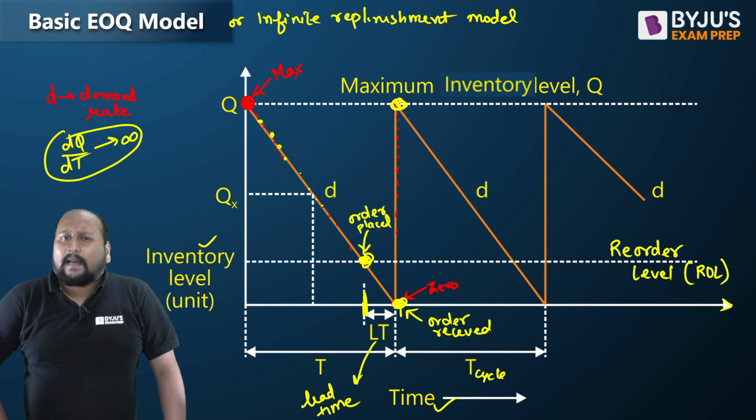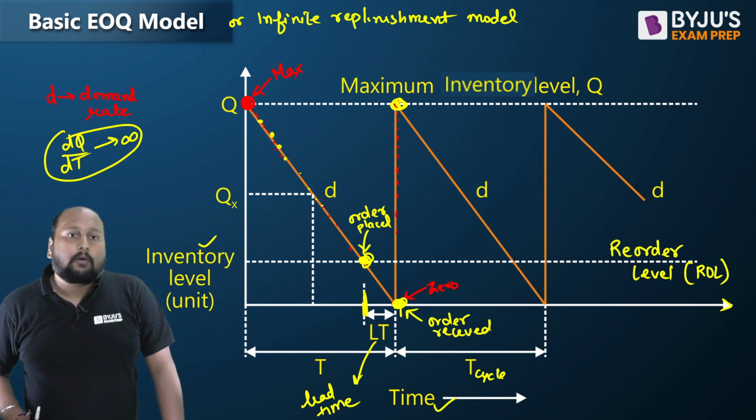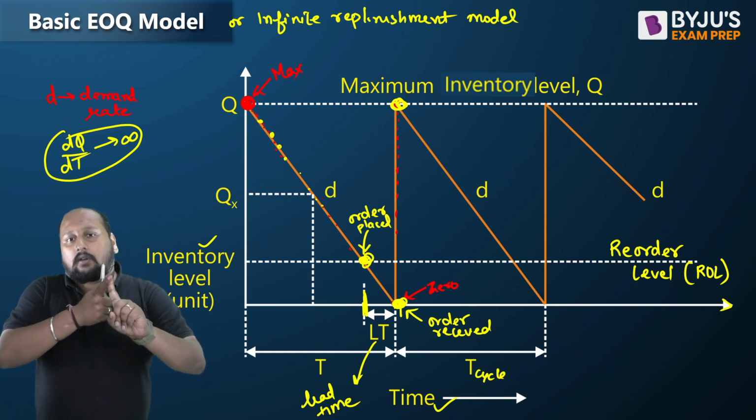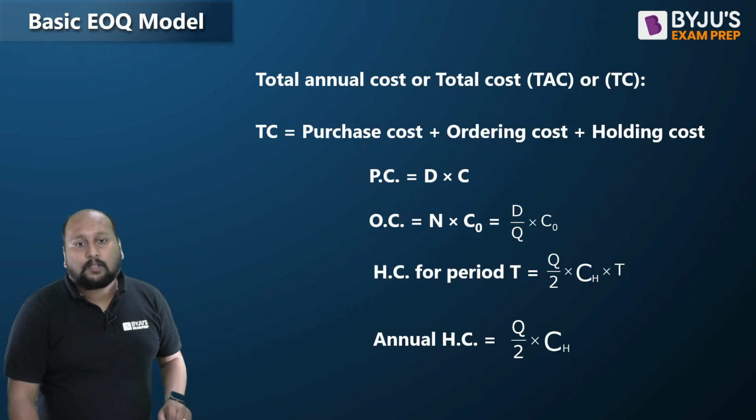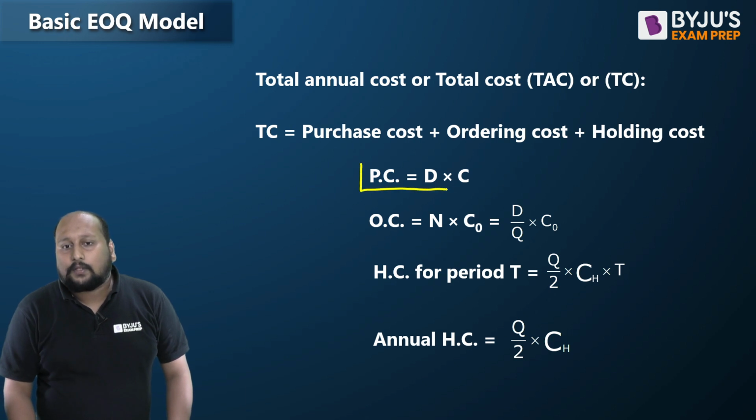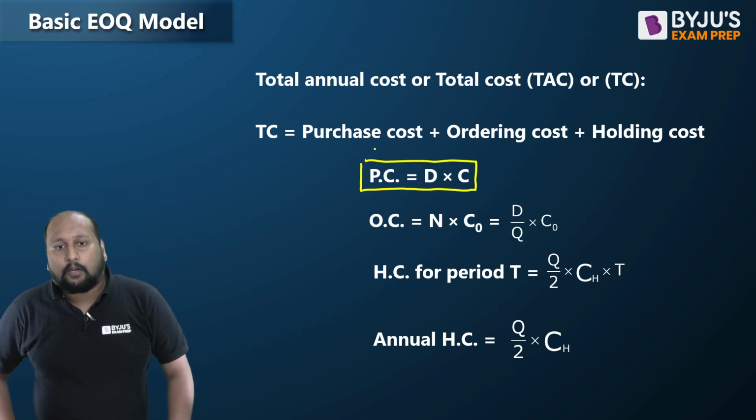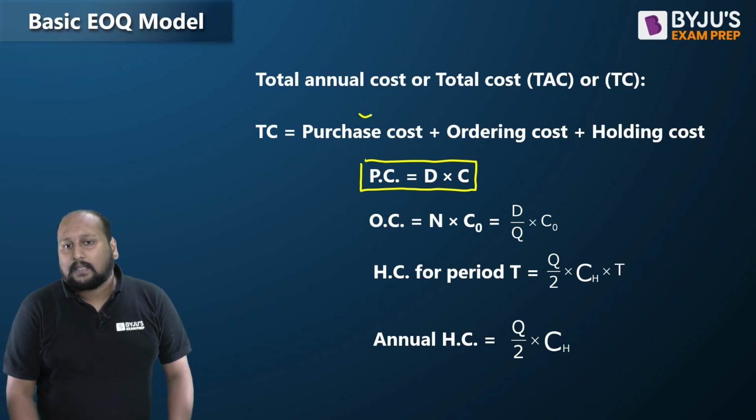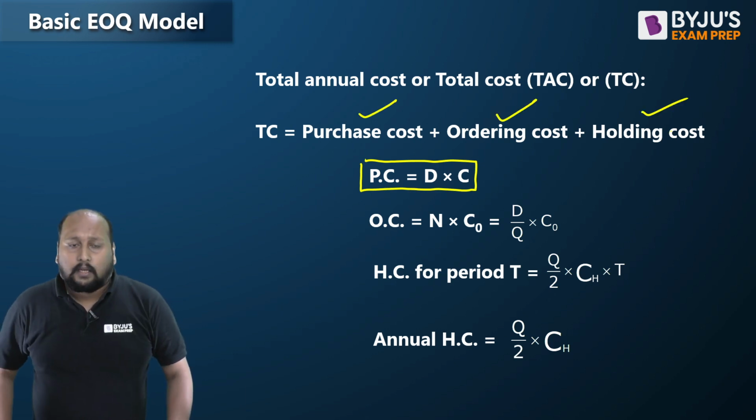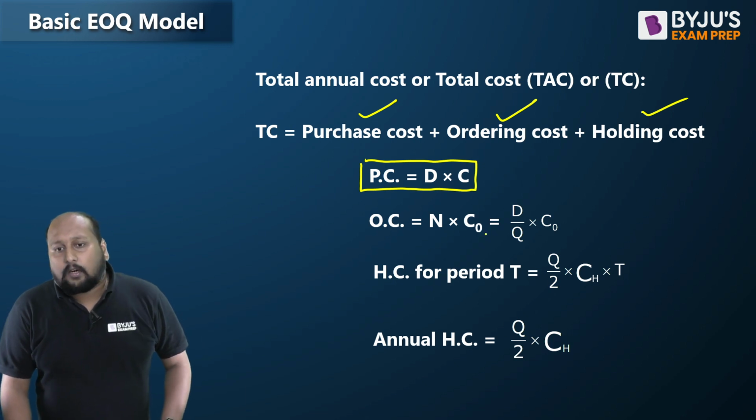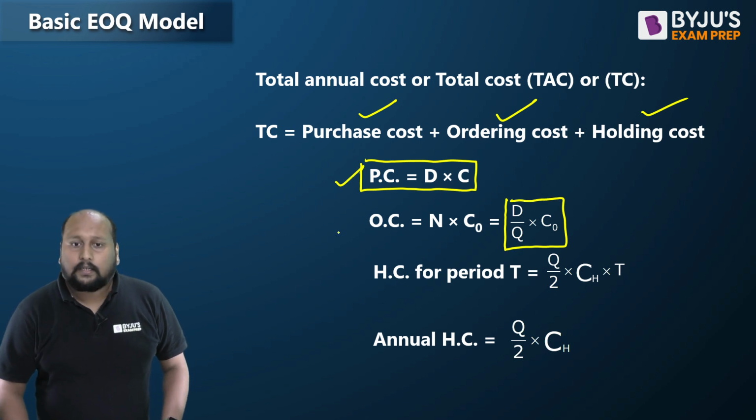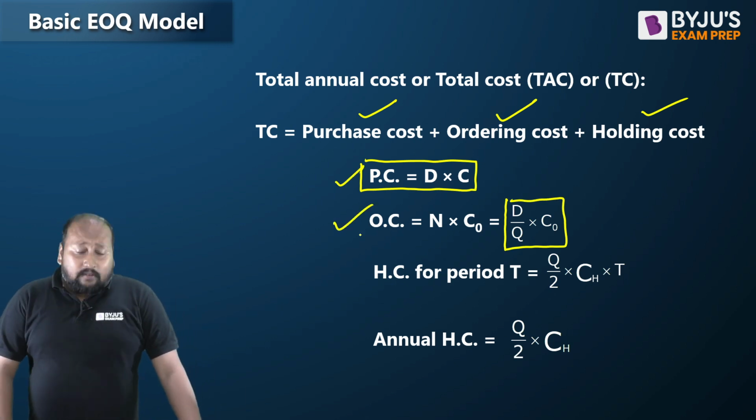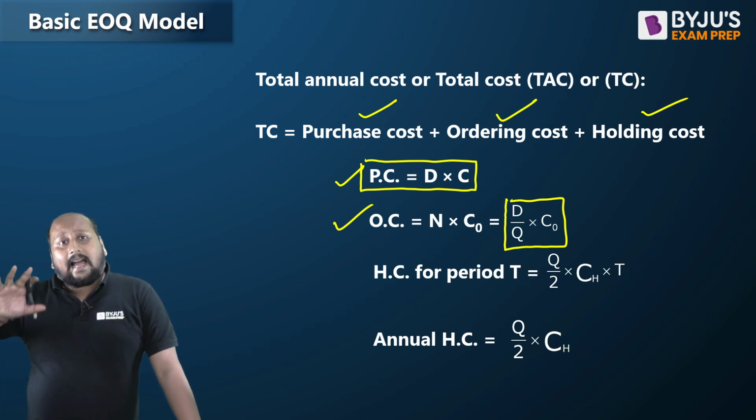So let us now formulate the equations to have more clarity. What we have understood is that the basic EOQ model is associated with only three types of costs: purchase cost, ordering cost, and holding cost, right? We have defined the expression for purchase cost. It is nothing but capital D into C, annual demand times unit price, because total cost is the summation of purchase cost, ordering cost, and holding cost. What is ordering cost? The number of orders times the cost per order, or the annual demand divided by the order size, into CO. Purchase cost done, ordering cost done, right? But if I talk about holding cost, we were saying that average inventory.